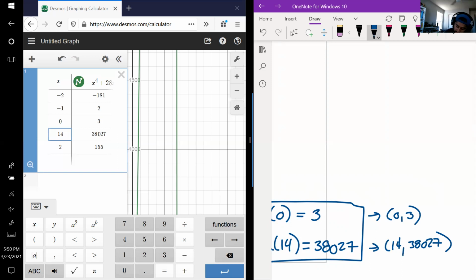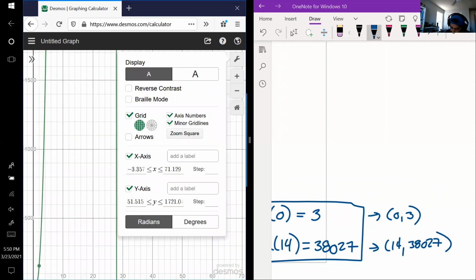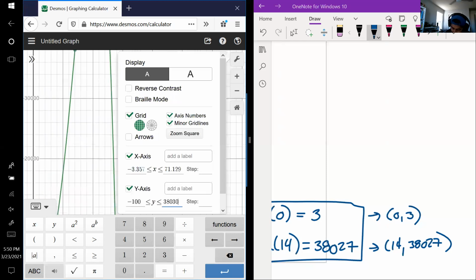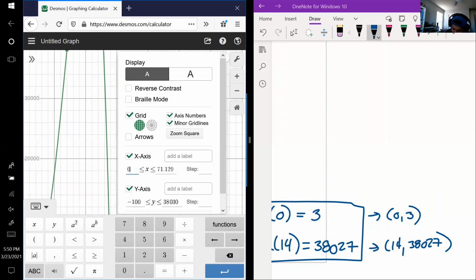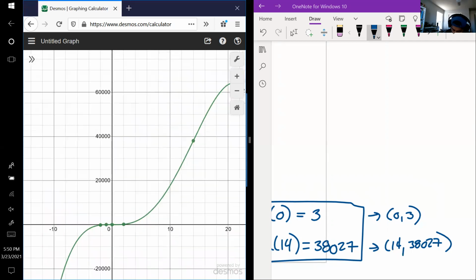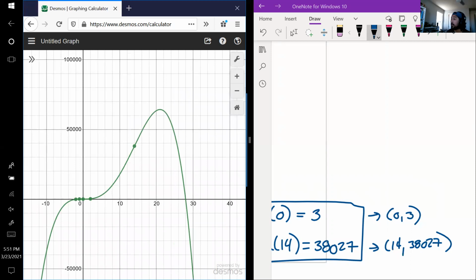Okay, so let me make this graph pretty so we know what we're looking at. So my x-axis goes from, that's probably good. And my y-axis, we're going to go from, let's say, negative 100 to 38,030. Oh, wow. And my x values, I start at 0 and I go to 14. Why not? There we go. This is what we're going to be looking at for our sketch.